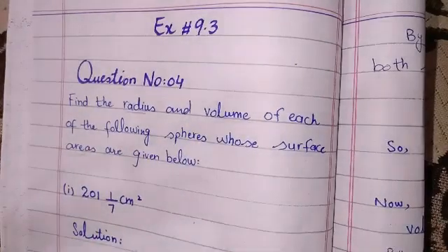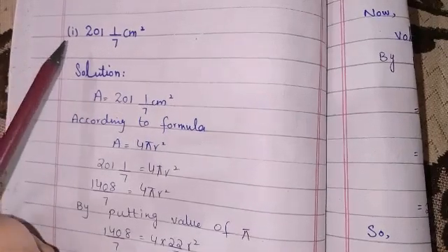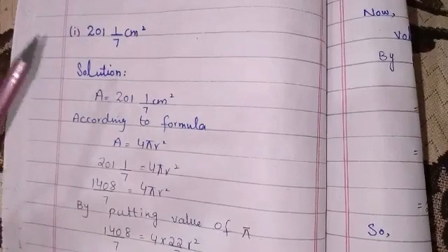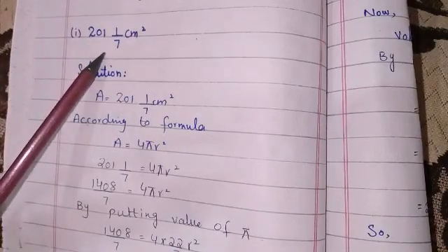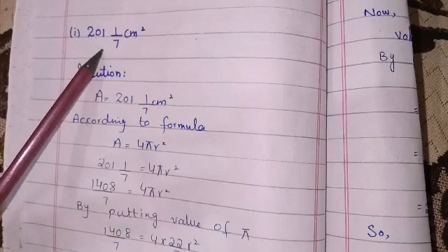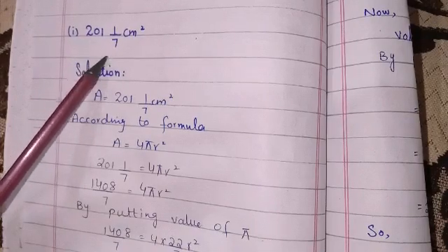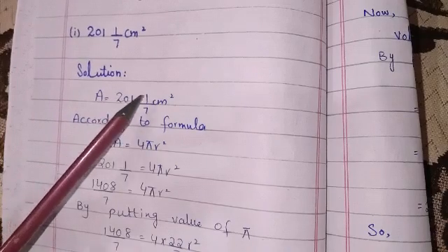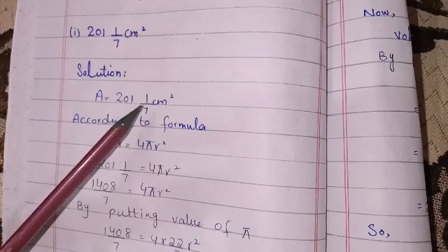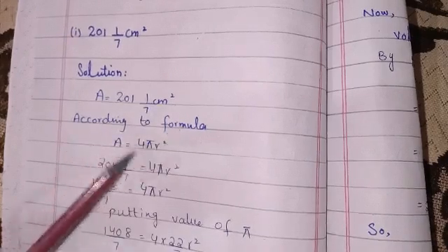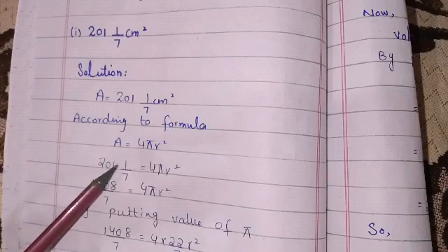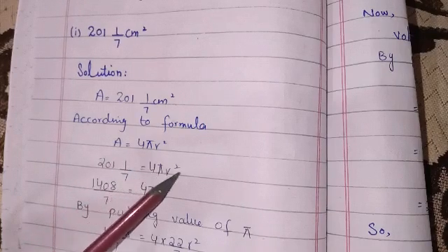Let's start our solution. Students, our part 1 is 201 1/7 centimeter square. As you can see students, this is a mixed fraction given to us. We will first convert this mixed fraction into proper fraction, then we will continue our solution. A is equal to 201 1/7 centimeter square because this is the area which is given to us. According to formula, A is equal to 4 pi r square. On the place of A, we will write 201 1/7 is equal to 4 pi r square.